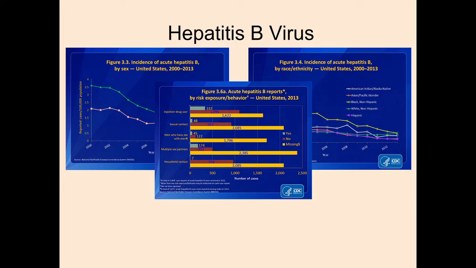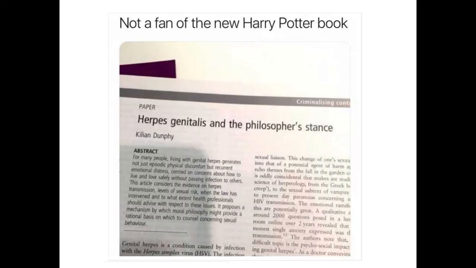And then we have sexual contact and men who have sex with men having basically equal bars. And those are roughly one third the size of the multiple sex partners. So the more sex partners a person has, the more likely they are to be exposed to hepatitis B.